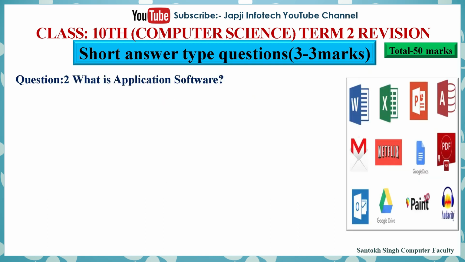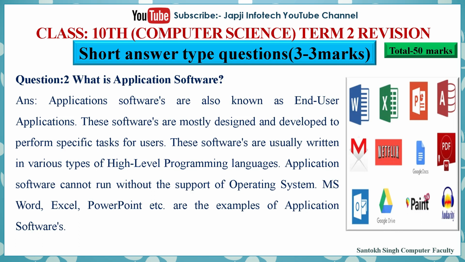Second one is: what is application software. Application software is also known as end user application. These softwares are mostly designed and developed to perform specific tasks for users. These softwares are usually written in various types of high-level programming languages. Application software cannot run without the support of an operating system. MS Word, MS Excel, MS PowerPoint, etc. are examples of application software.